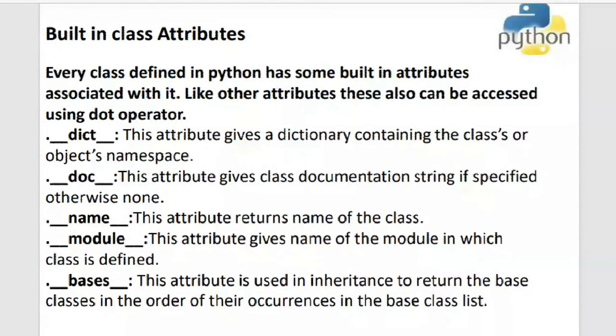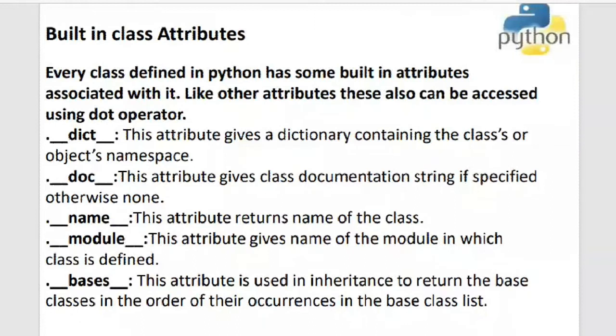And the dict attribute gives the dictionary containing the class's or the object's namespace. So you can give the name of the class dot underscore underscore dict underscore underscore, or else you can also give it for the object. If you're giving the class name, it will give the dictionary containing the class namespace, else it will give the dictionary containing the object's namespace. So you know dictionary, right? It's a key value pair. So in that format, it will give you.